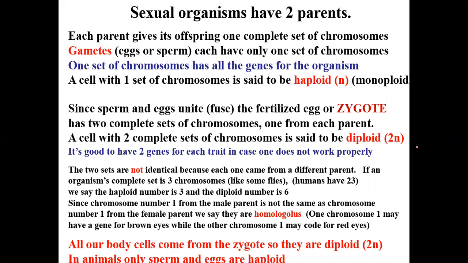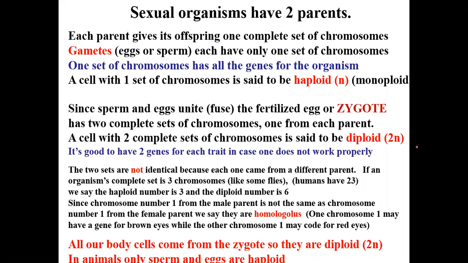This lecture is going to be about sexual reproduction. It's a little bit different, and it leads us into our discussion of genetics. Sexual reproduction requires two parents. Each parent gives its offspring one complete set of chromosomes. They have gametes, eggs and sperm.